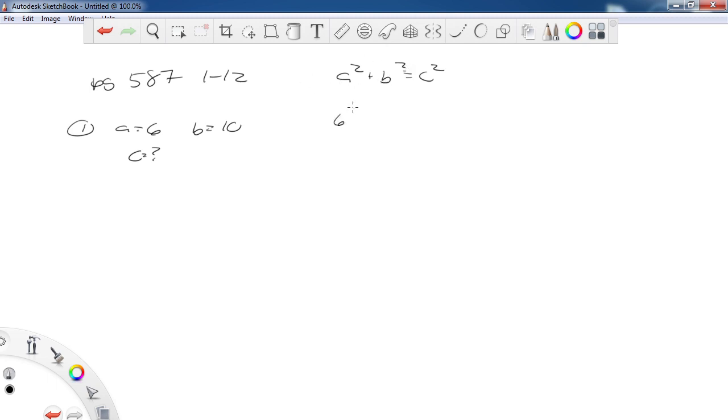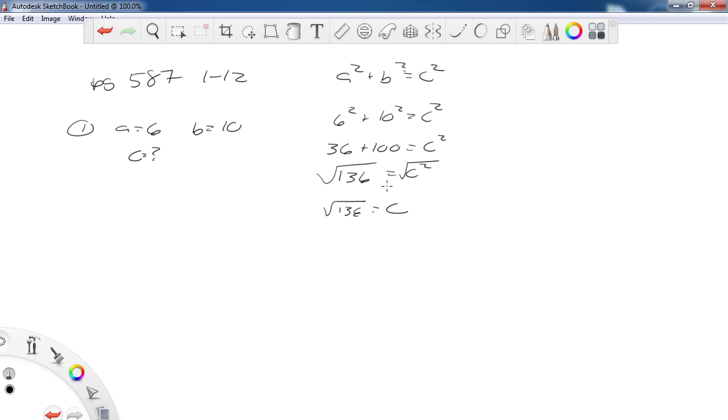A squared is going to be 6 squared, plus B squared will be 10 squared, equals C squared, so 36 plus 100 equals C squared, so 136 equals C squared. Take the square root of both sides. Square root of 136 equals C. Either reduce it or use your calculator to get a better answer. Let's reduce this one first.